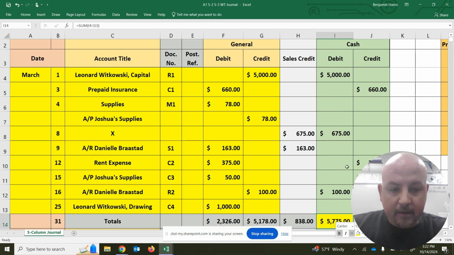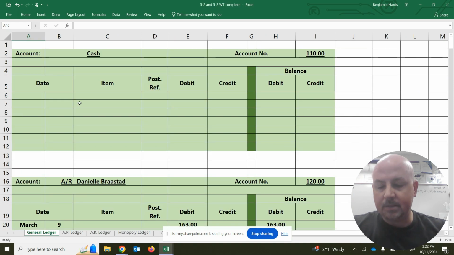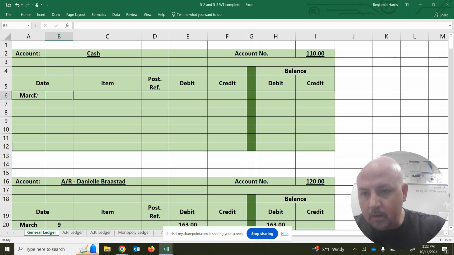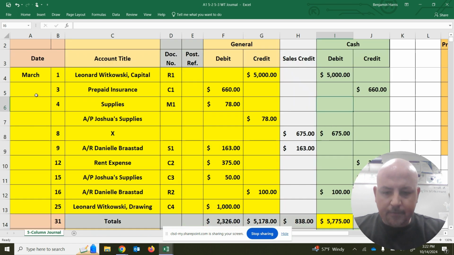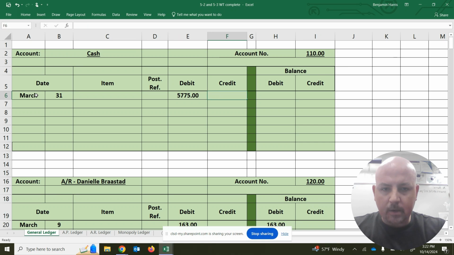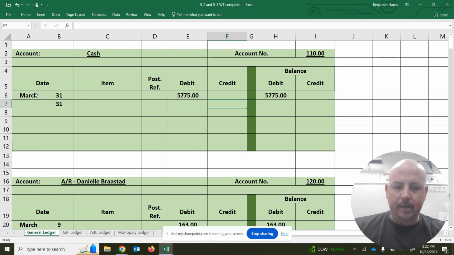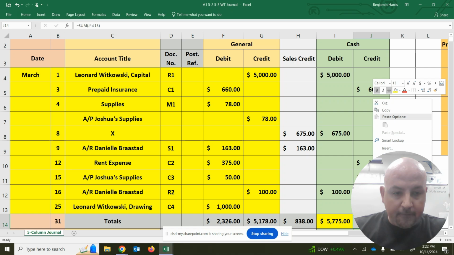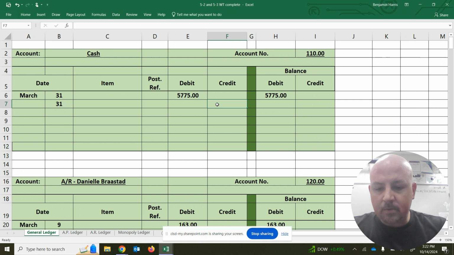So let's put in just the debit amount here. Last day of the month, as you can see here with the journal. Okay, let's go March 31st, and we have a debit of 5,775. We're going to put that in the debit column. We're going to assume the prior balance was 0. Now, right after that, we're going to put in the credit amount. The credit amount was 2,085. Okay, we're going to put that in.